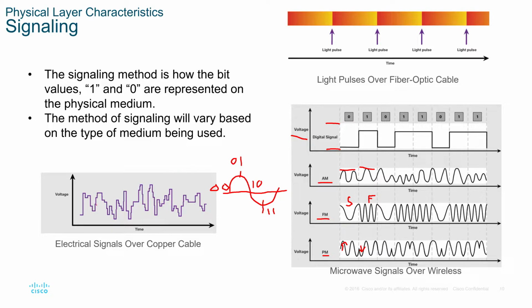As we can see here on the left, we have a step pattern. A step going down could be a logic 0. A step going up could be a logic 1. As we send light pulses, it can also represent ones and zeros.